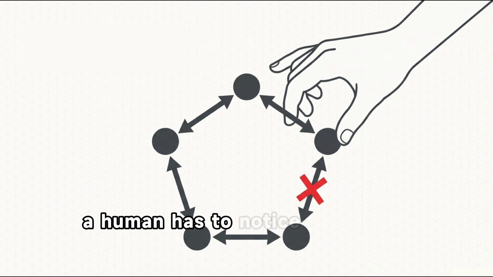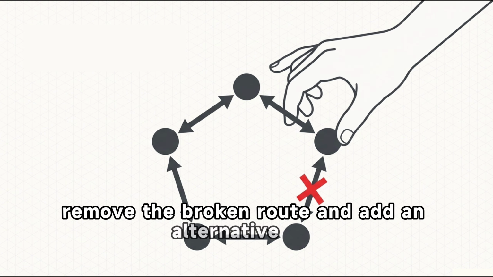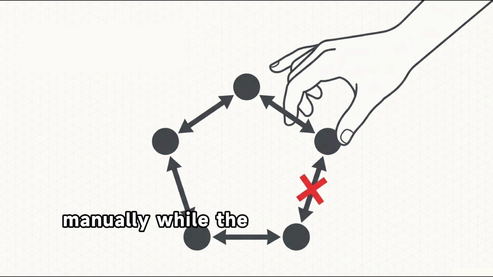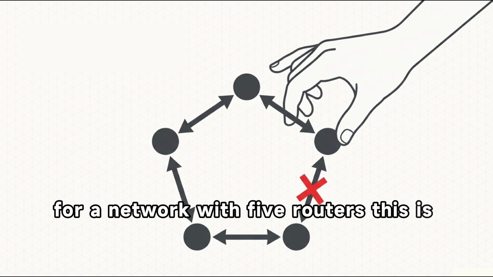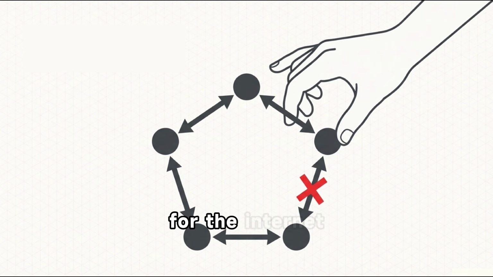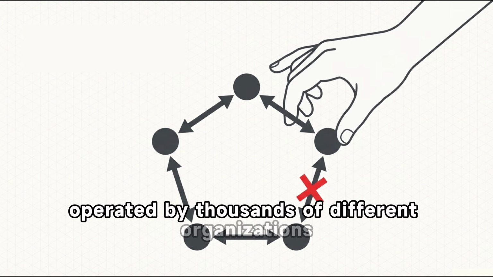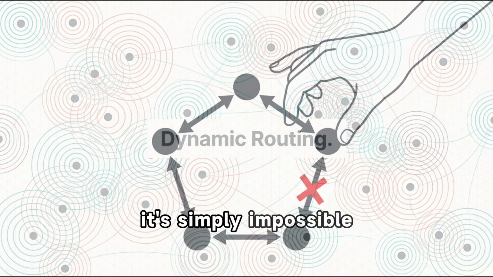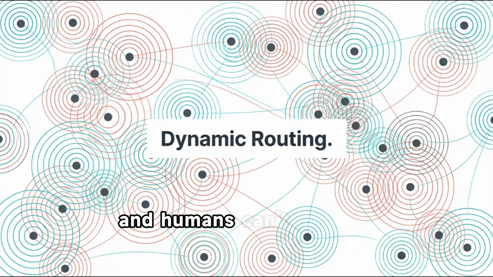A human has to notice the failure, log in, remove the broken route, and add an alternative one, manually, while the outage is ongoing. For a network with 5 routers, this is manageable. For a network with 500, it's untenable. For the internet, with hundreds of thousands of routers operated by thousands of different organizations, it's simply impossible. Dynamic routing exists because networks change, and humans can't keep up.